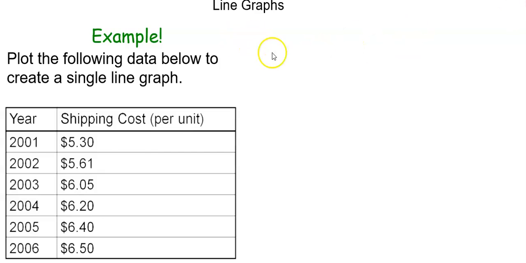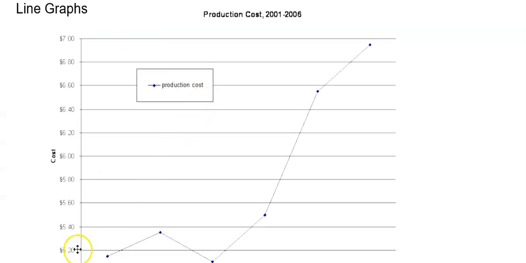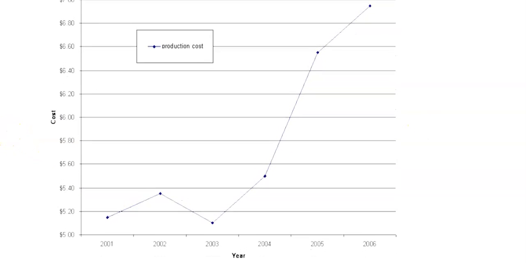So, for example, here we have 6 years and the shipping cost per unit. So we're going to make a line graph based on that. So you have our money from $5.20 to $7. This is going up in increments of 20 cents. All right. And there are years there.